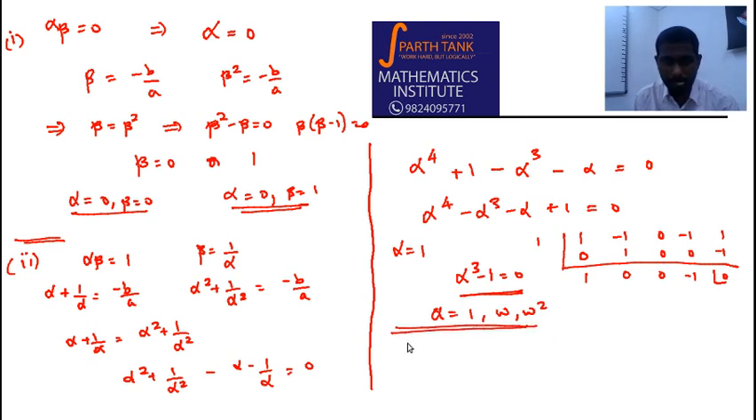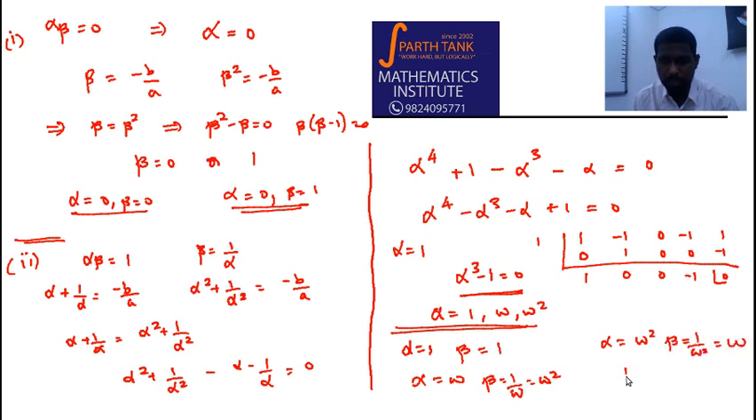Now you see, if I take alpha as 1, then I will get beta as 1. If I take alpha as omega, then beta will be 1 by omega, which is omega squared. If I take alpha as omega squared, beta will be 1 by omega squared, which is omega. Therefore, the only two possibilities are 1 comma 1 for alpha and beta, and omega comma omega squared for alpha and beta.